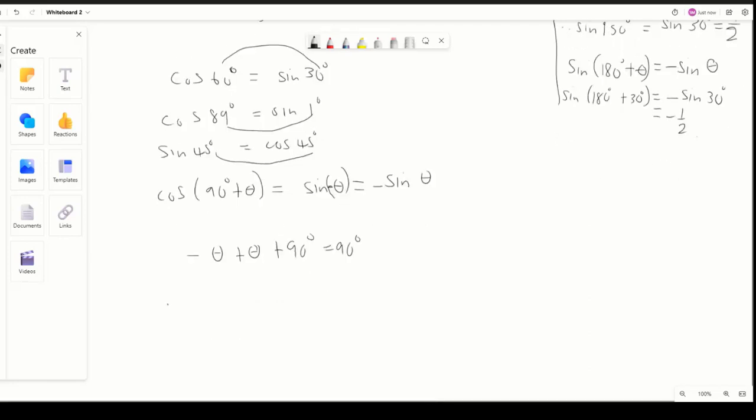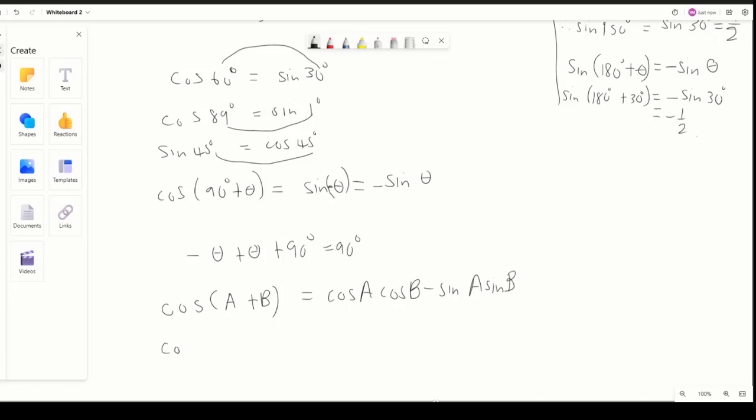There is this compound angle formula at school. It says the cos of A plus B is the cos of A times the cos of B minus the sine of A times the sine of B. You would have encountered that at high school at some stage of your lives, okay?